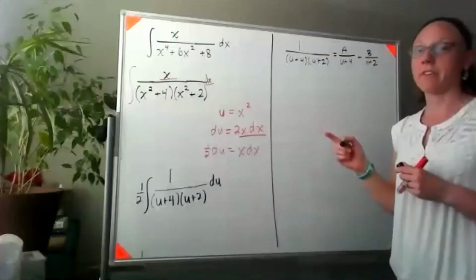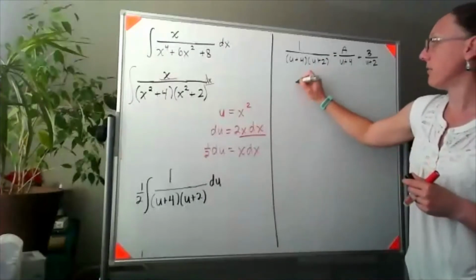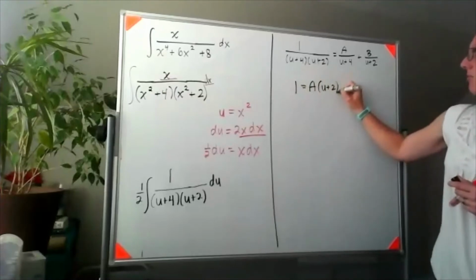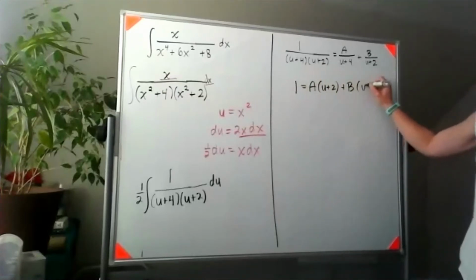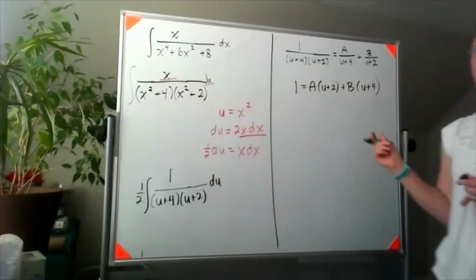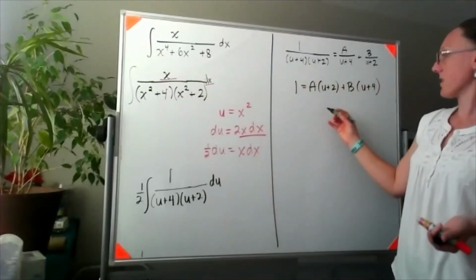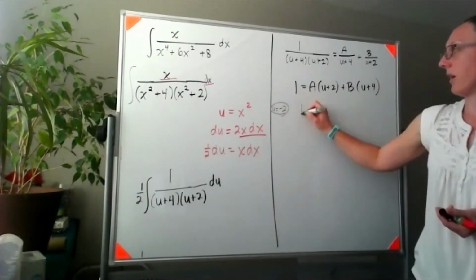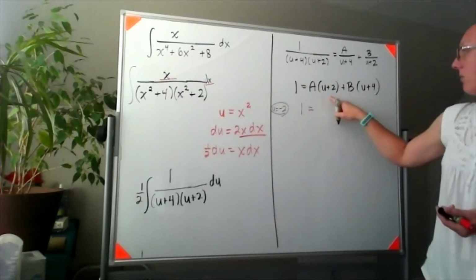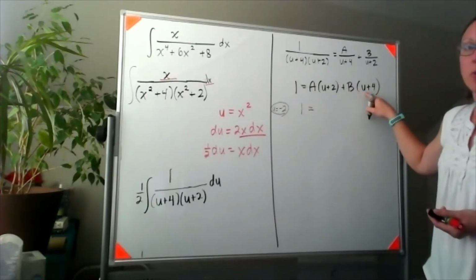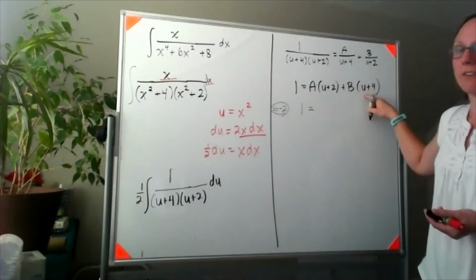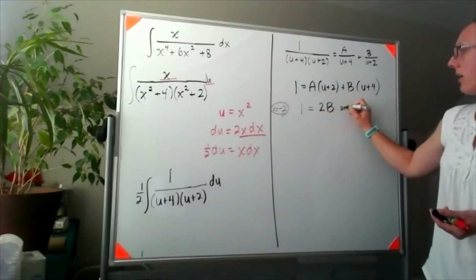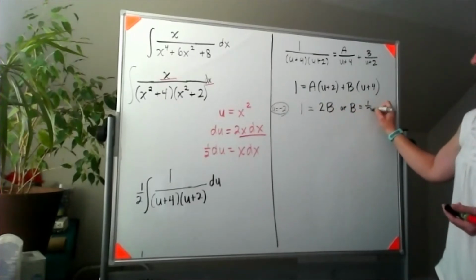And when I multiply everything by that common denominator, I'm left with 1 is equal to a times u plus 2 plus b times u plus 4. Plugging in my nice numbers this time would be u equals -2, and this piece would go to 0. When I plug in -2, -2 plus 4 gives me a +2. So I'd have 1 is equal to 2b, or b is equal to 1/2.